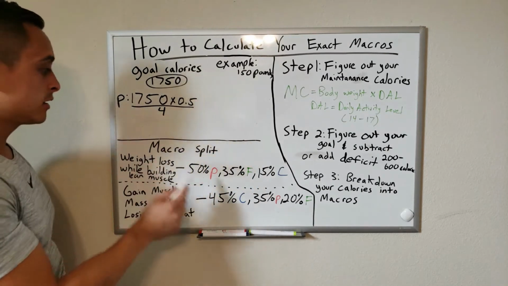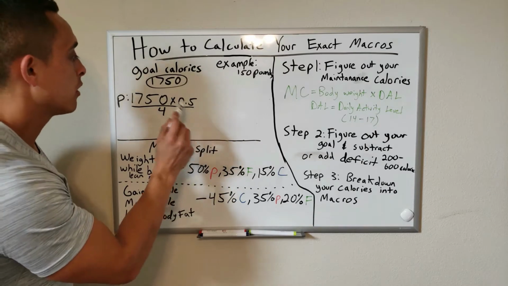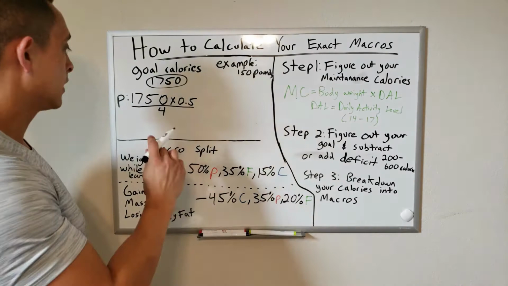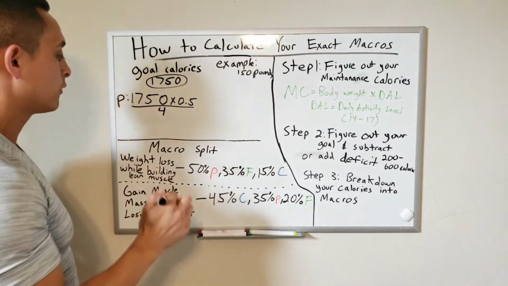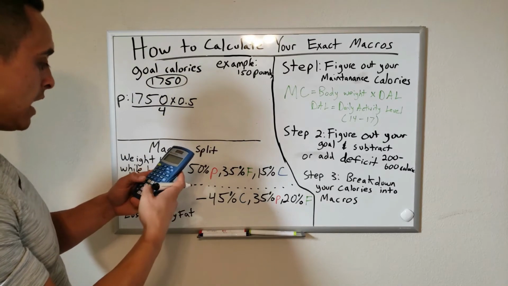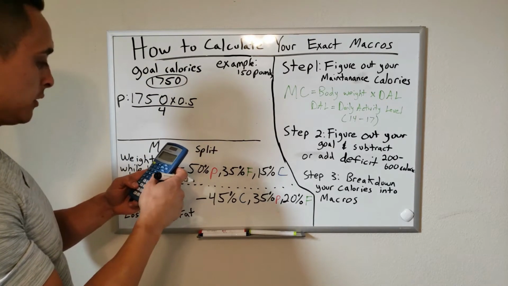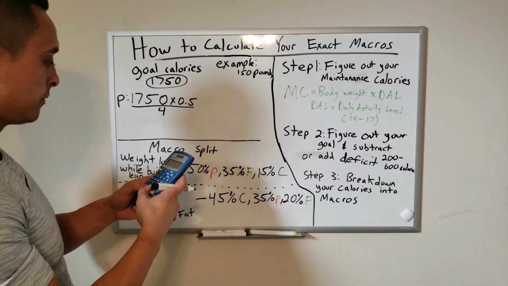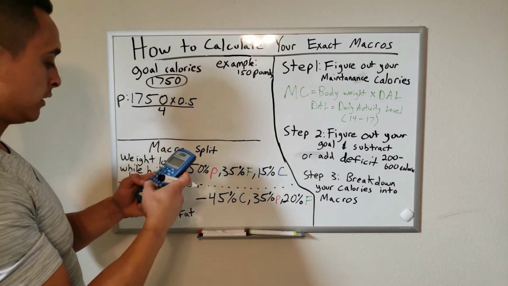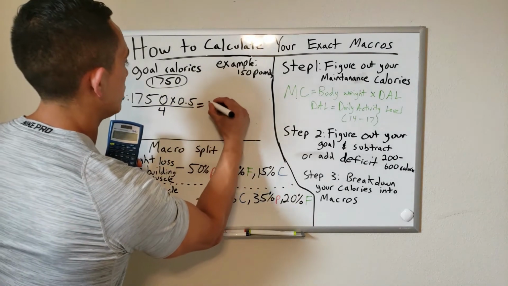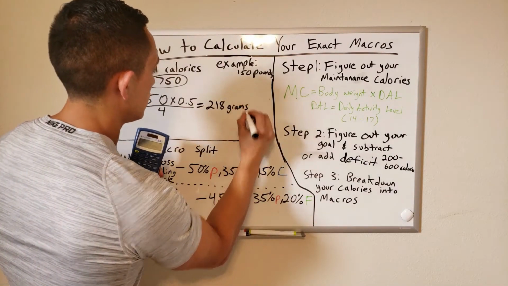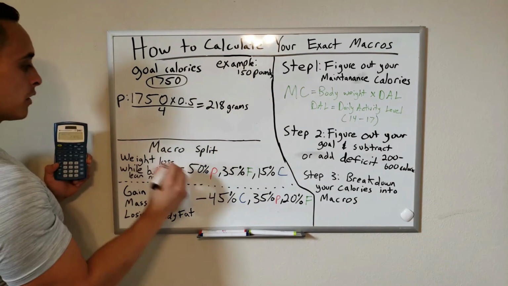So for protein, it's going to be 50%, so times 0.5 divided by 4. Remember, there are 4 calories per gram of protein. So breaking this down, we're going to do 1,750 times 0.5 divided by 4. Okay? And that gives you our magic number of 218 grams. Perfect.